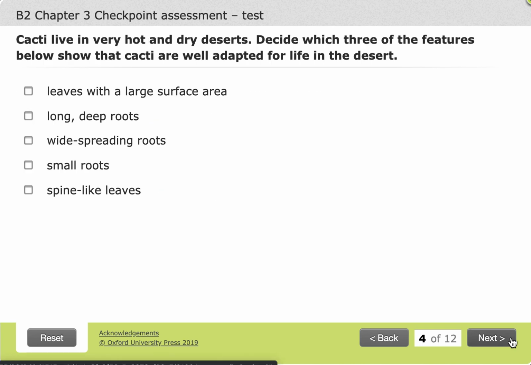Last one here is more about adaptations. This is about the cactus, or cacti, plural. They live in hot and dry deserts, i.e. somewhere where it's difficult to find lots of water. And then we'll look at some of the features.